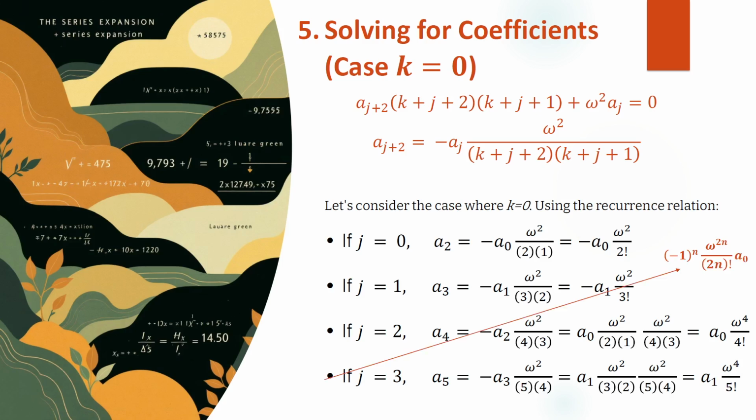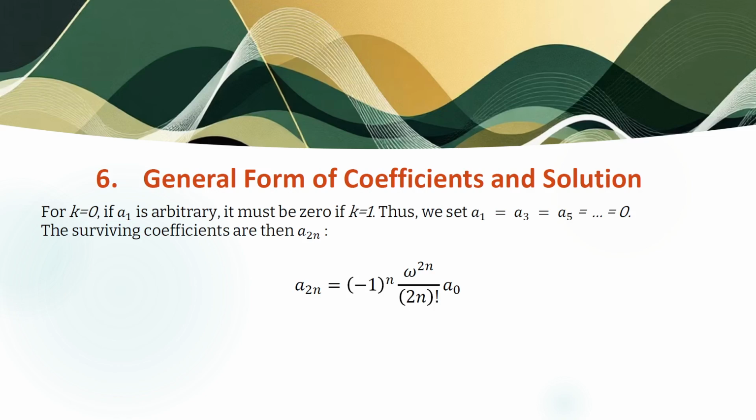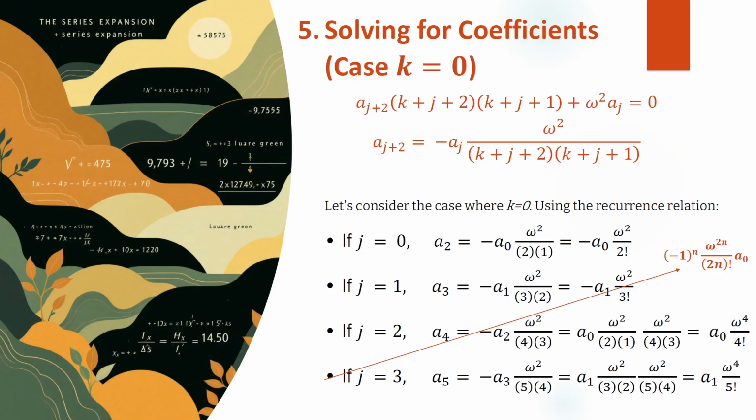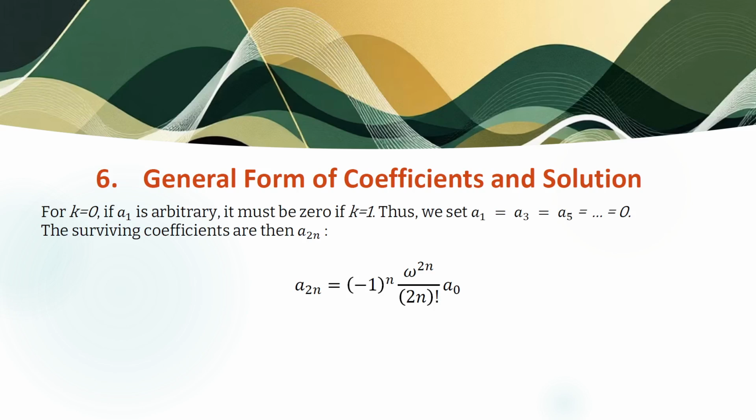And we can actually see that for the even values, that is, a sub 2n, we can see the relation as negative 1 to the n times omega to the 2n over 2n quantity factorial times a naught. And we will be using this relation to look for our general solution.